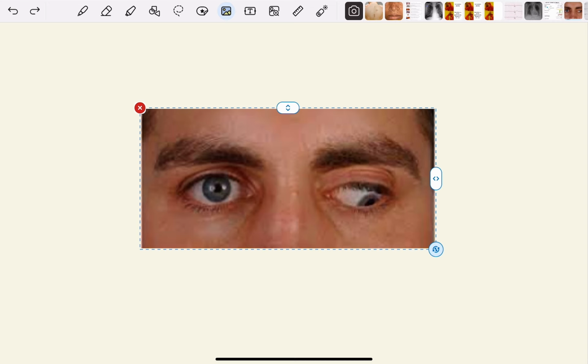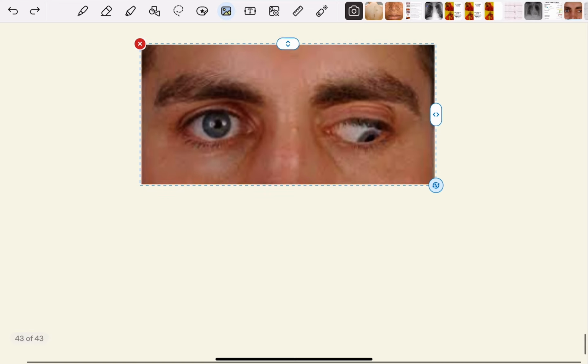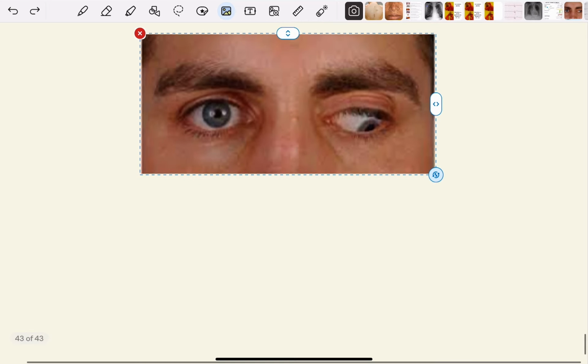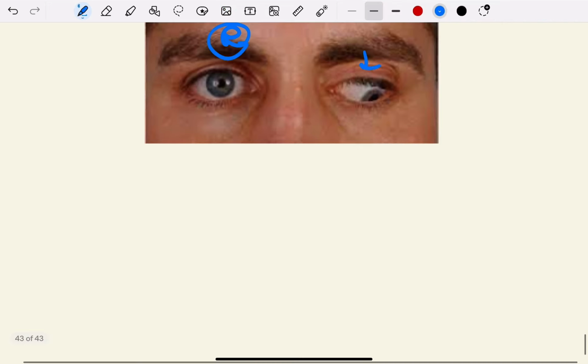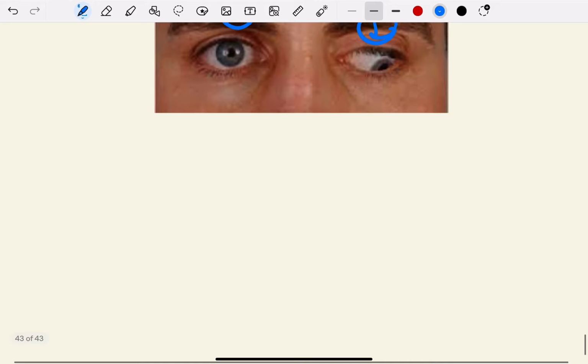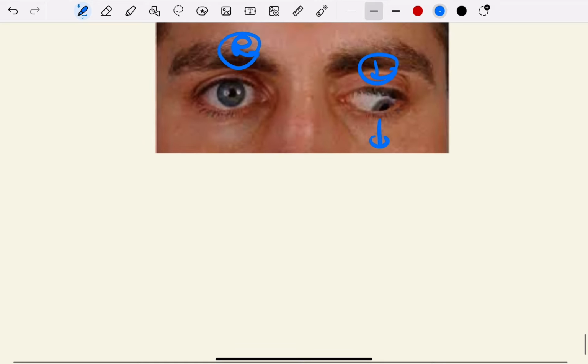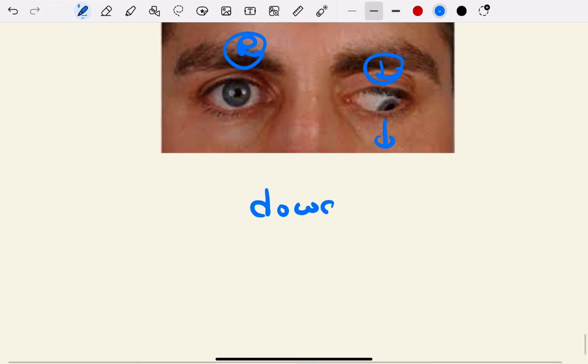Have you ever come across a patient presenting like as shown in the picture? So what has happened actually in this figure? Let's see. So right eye is normal, and left eye, what happened to left eye? Look at this, what happened? It is downward.